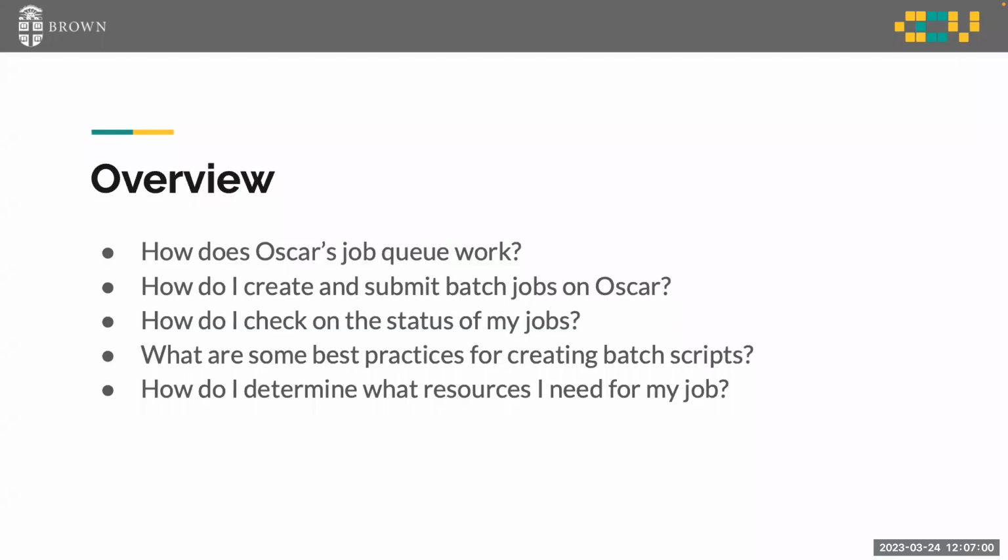That's good. So, overview of the presentation. We're going to start out with talking about the job queue on Oscar and how that actually functions, what that means. And then how do you actually create and submit jobs to the queue on Oscar? Once you've submitted a job, how do you check on the status of the job? Is it actually running? If it's not running, did it end successfully? Did it complete successfully, or did it bomb out for some reason? If it's not running, is there a reason that it's not running?